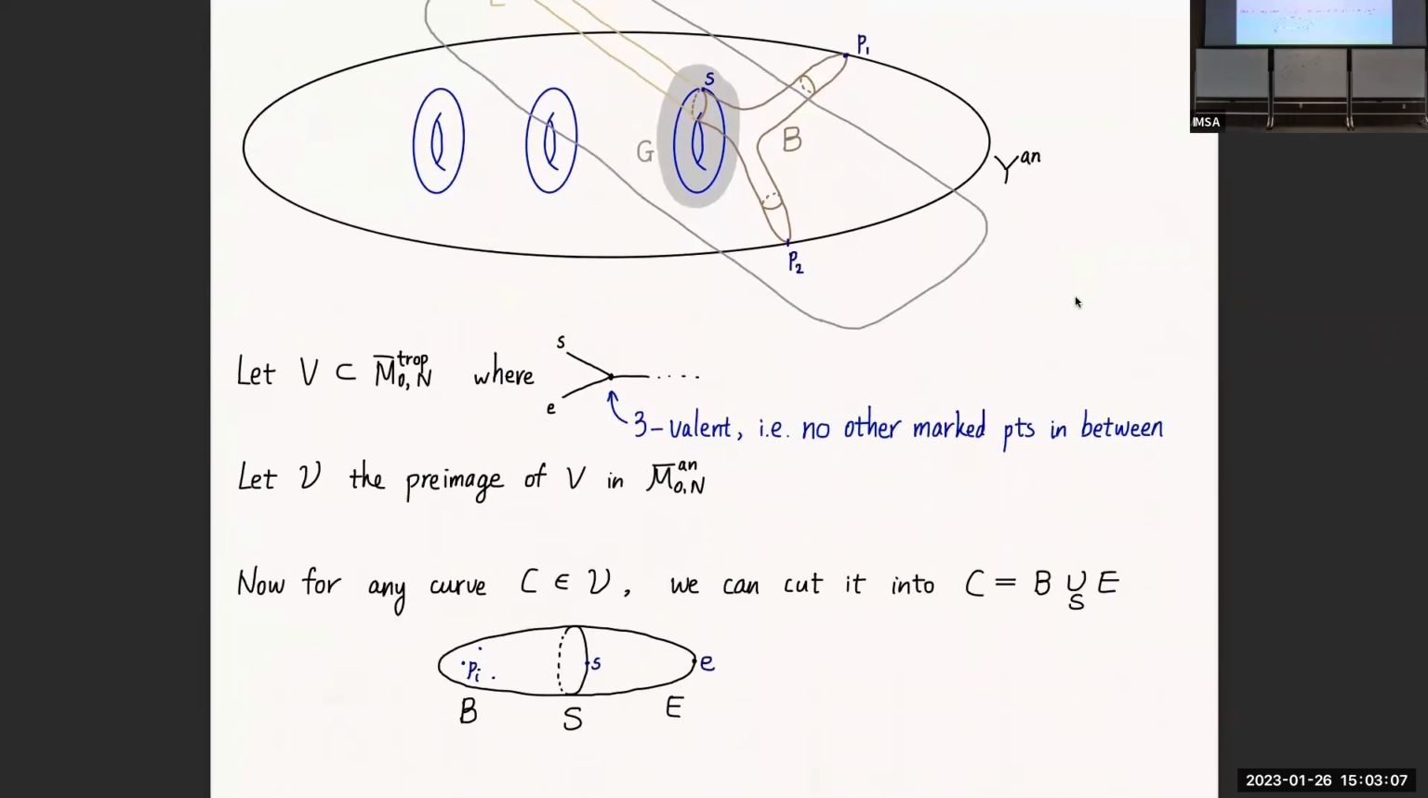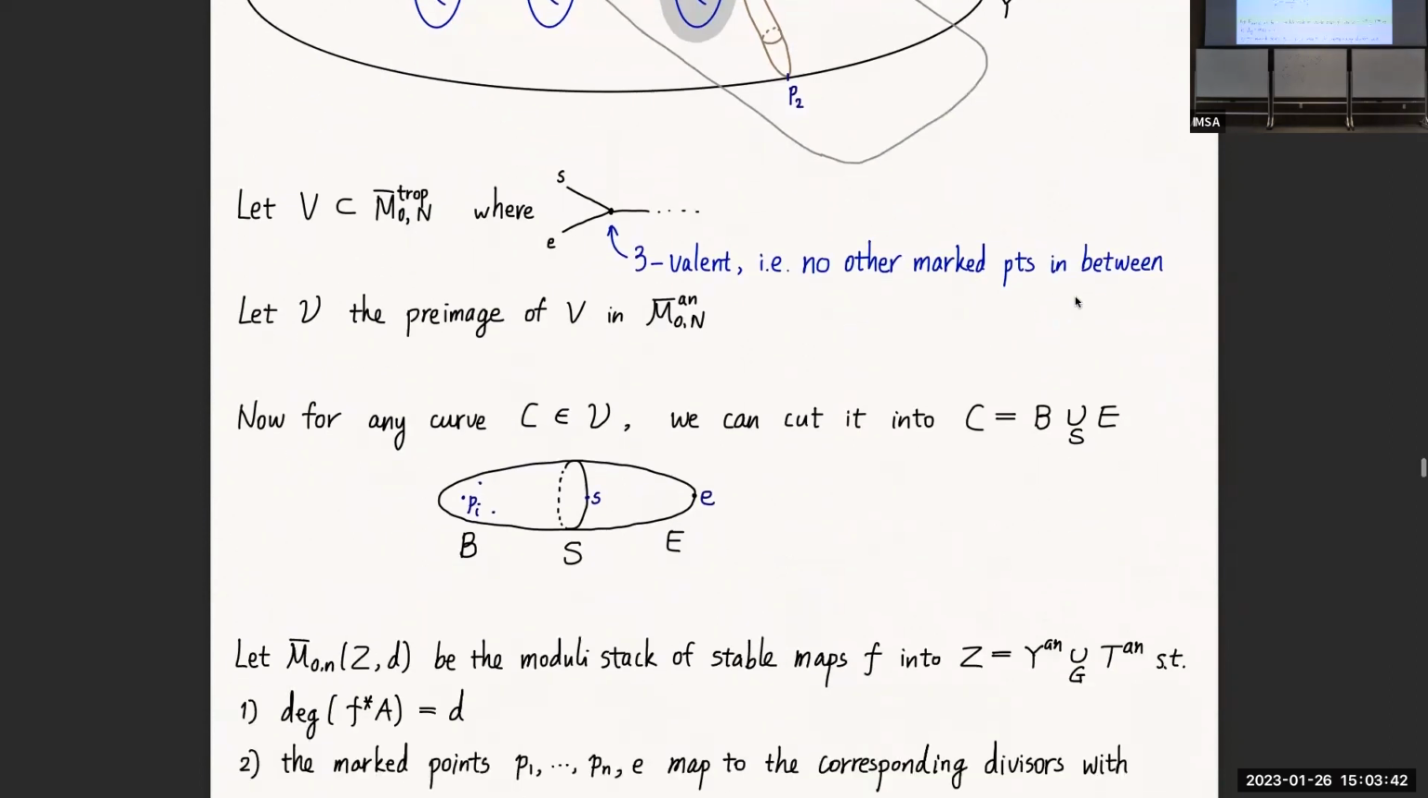So as I said, now for any curve there, we can cut it into two disks. One is the body disk containing all the P_i, and it's where all the interesting geometry will happen. And the other part is the tail disk containing just the endpoint E. And that tail disk is this auxiliary disk, which does the most boring thing. It doesn't contribute anything interesting.